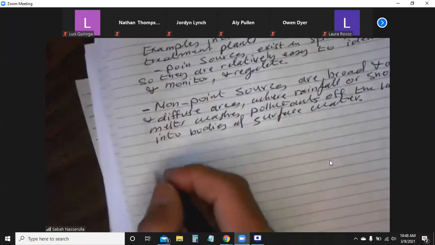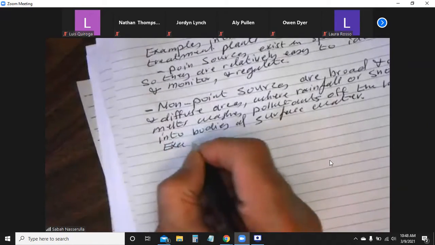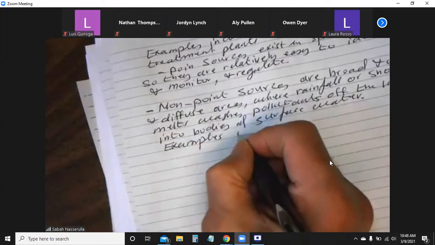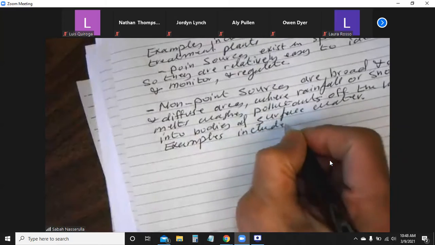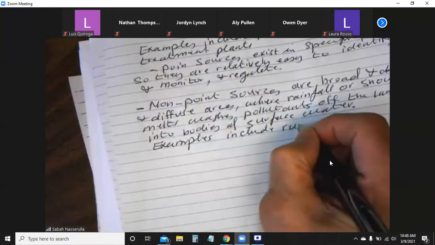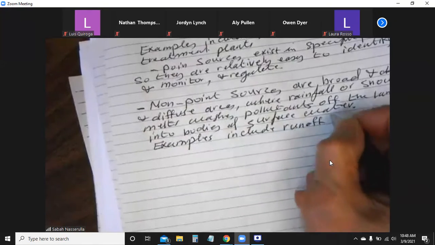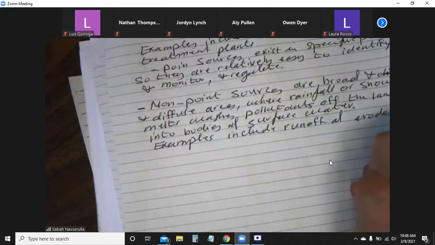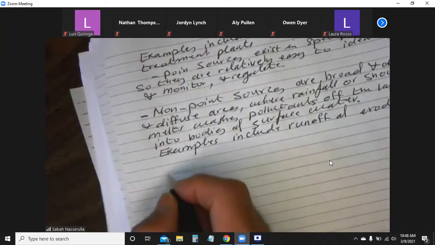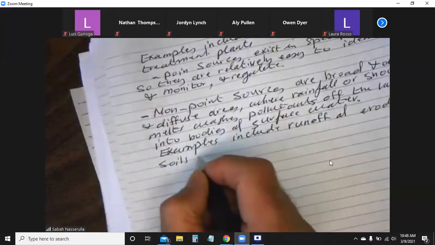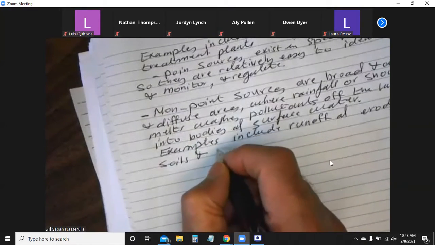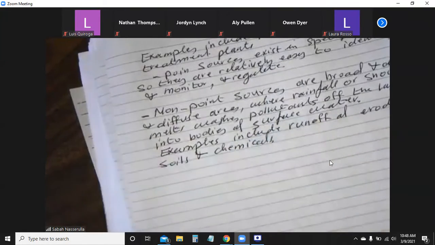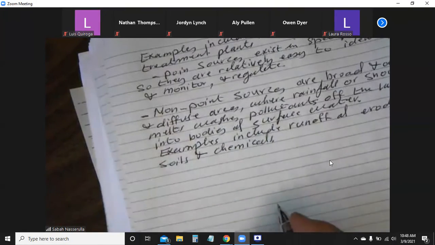Examples include runoff of eroded soil and chemicals, such as fertilizers and pesticides.